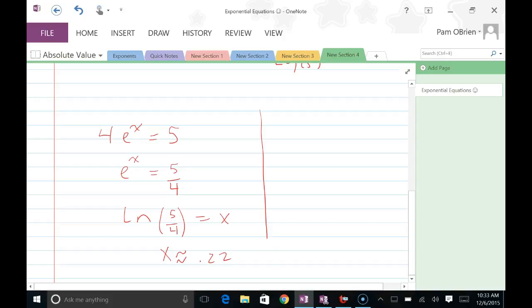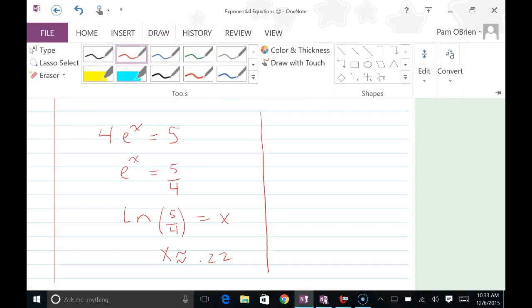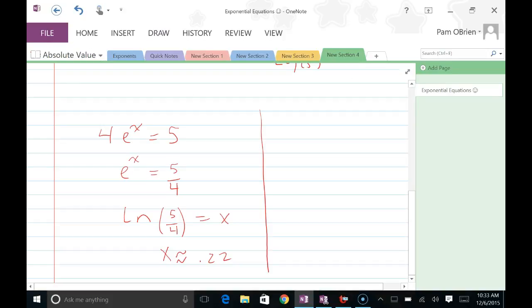Now again, I can do this a different way by taking the log of both sides. I would start the problem exactly the same way. I would divide both sides by 4, get e to the x equals 5/4, but now instead of logging base 10 each side, because of its e, the inverse would be ln. So I'm going to do the natural log of both sides.